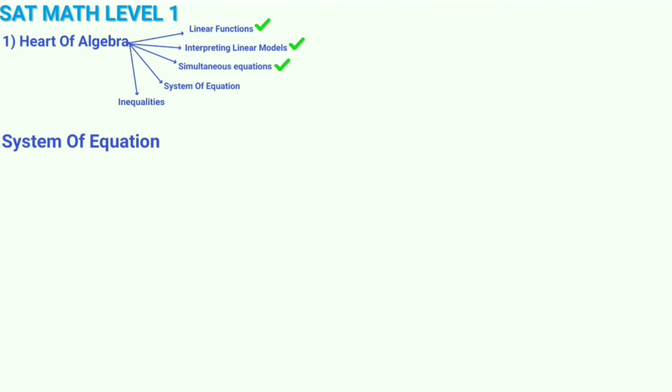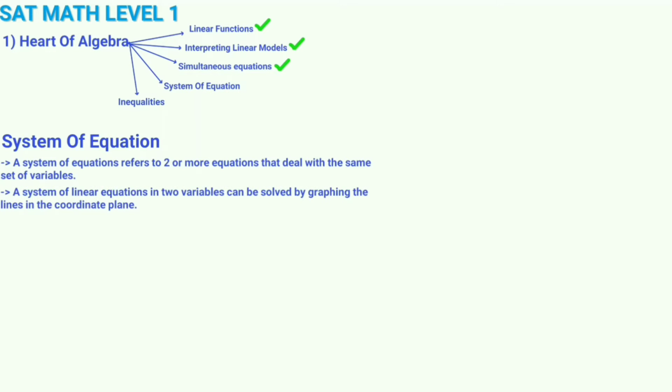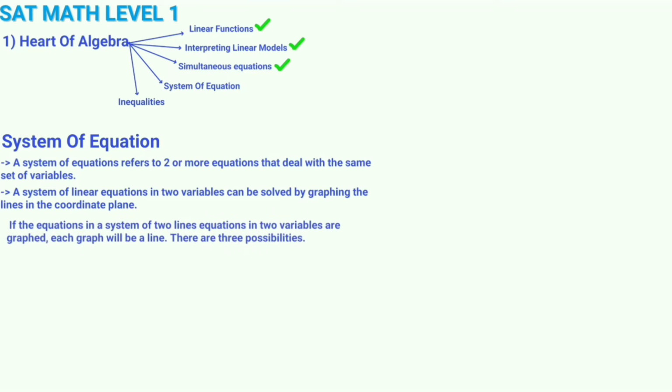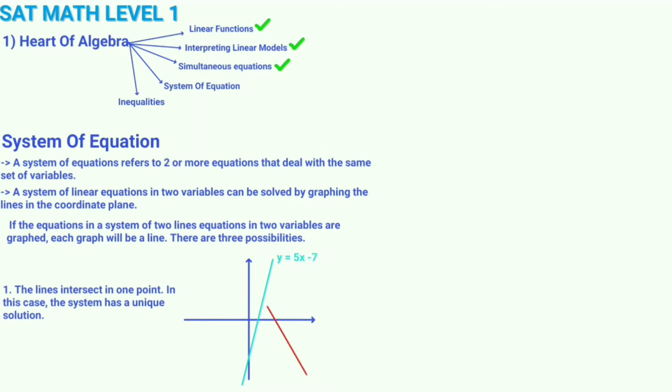Okay, simultaneous equations are done. The topic is done. Now, systems of equations, the next topic. A system of equations refers to two or more equations that deal with the same set of variables. A system of linear equations in two variables can be solved by graphing the lines in the coordinate plane. If the equations in a system of two linear equations in two variables are graphed, each graph will be a line. There are three possibilities. The lines intersect in one point, in this case the system has a unique solution. We can solve the simultaneous equations using substitution to find the coordinates of the intersection point.